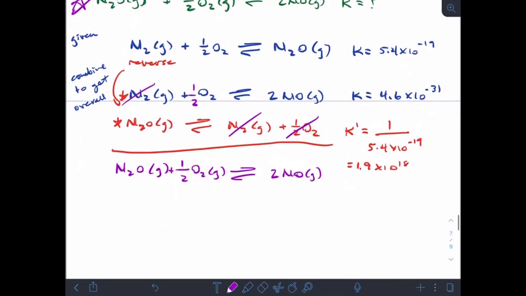All right, so now, in order to find K for this combined reaction, I say K prime times K. All right, so in this case, I'll have 1.9 times 10 to the 18 times 4.6 times 10 to the minus 31. Okay, so K for the overall reaction will come out to be 8.5 times 10 to the minus 13. All right, so I reversed the reaction, which forced me to invert K, and then when I combined them, I multiplied the K's.